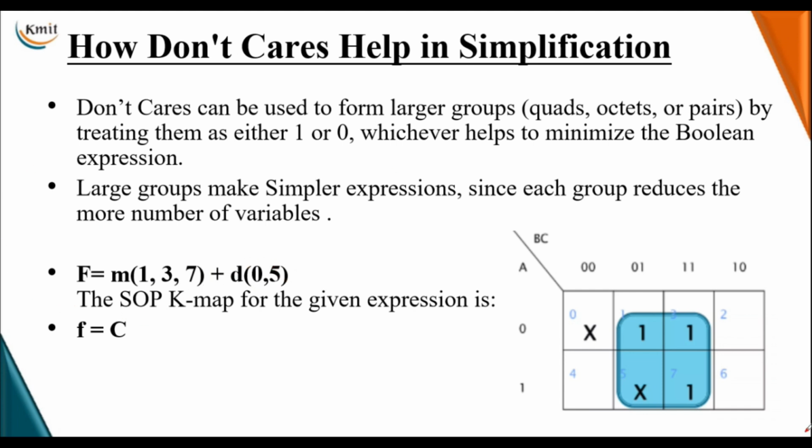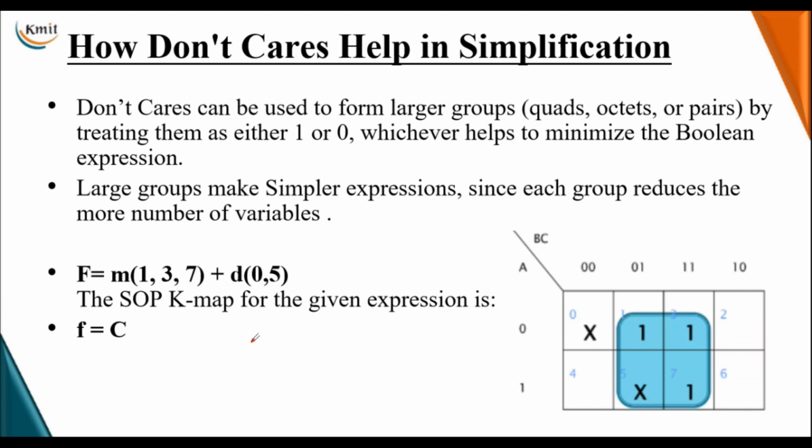So let me map the function first. 1, 3, 7 are mapped with the logical 1, and 0 and 5 are don't cares. We have represented the corresponding cells of 0 and 5 with an X symbol, or cross symbol, which is the don't care symbol.